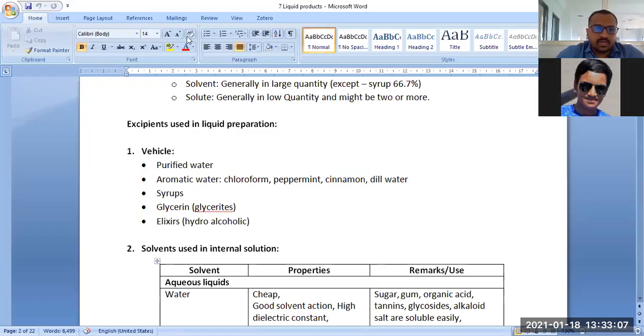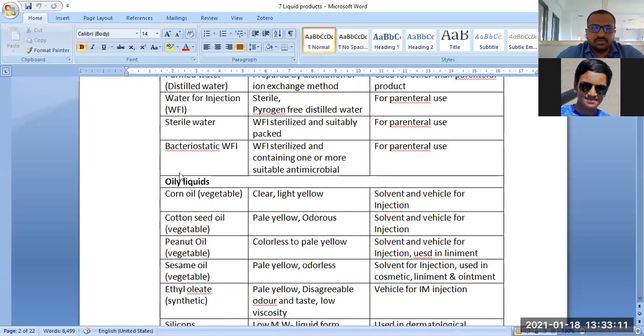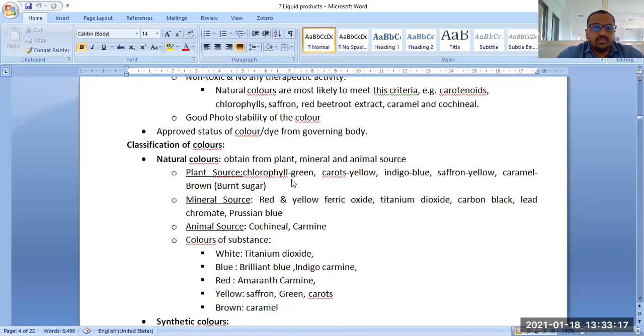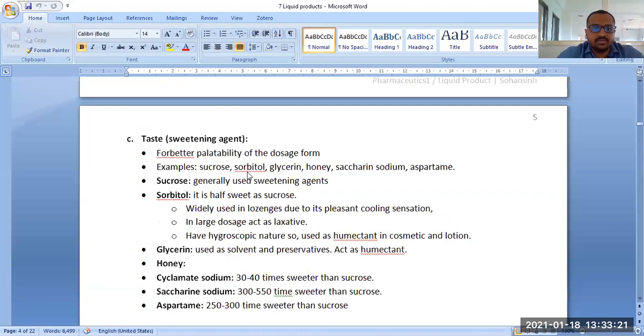Okay, so up to last lecture we discussed the vehicles and solvents which are used in pharmaceutical preparations. These are some common ingredients which are used as pharmaceutical excipients in a monophasic liquid preparation. Generally, here we first discuss monophasic liquid preparation.